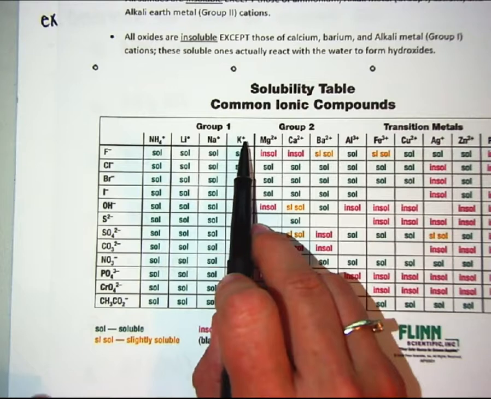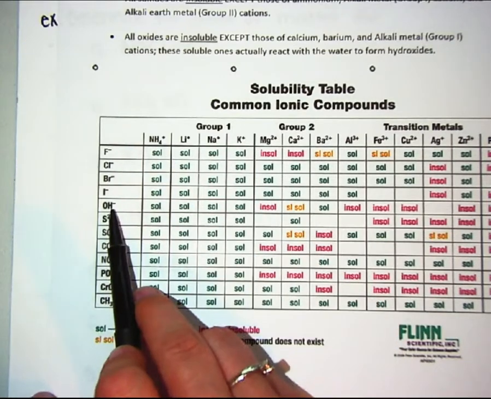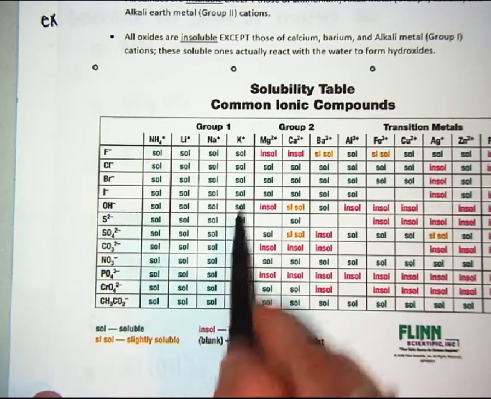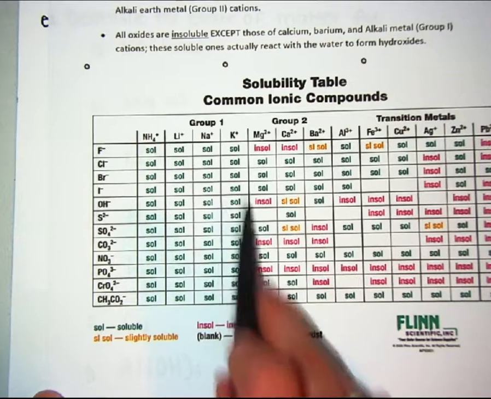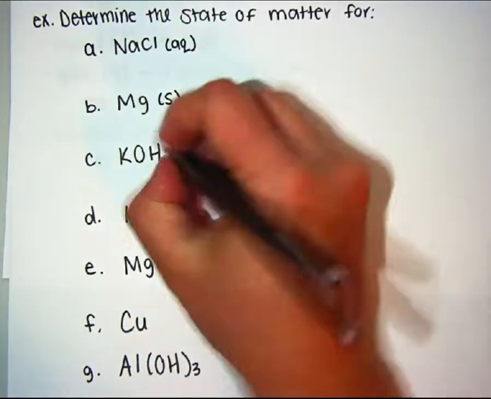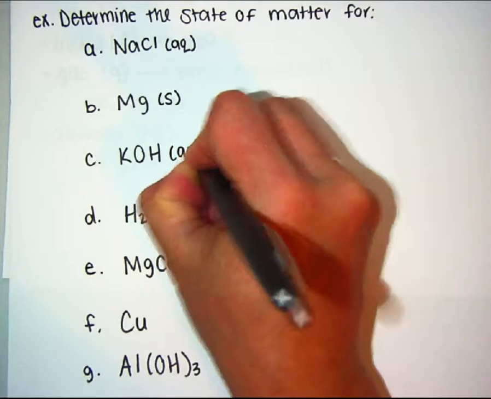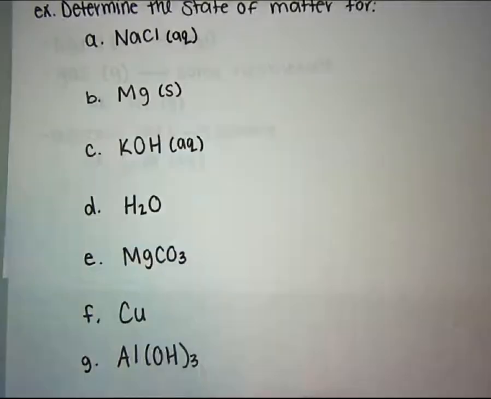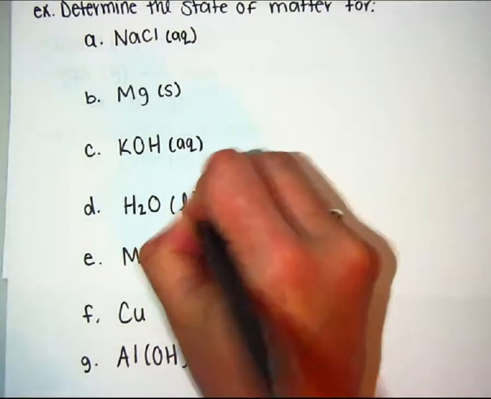Find potassium across the top. Find hydroxide across the side. It is soluble. Since it's soluble, it gets the AQ. Water is a liquid. L for liquid.